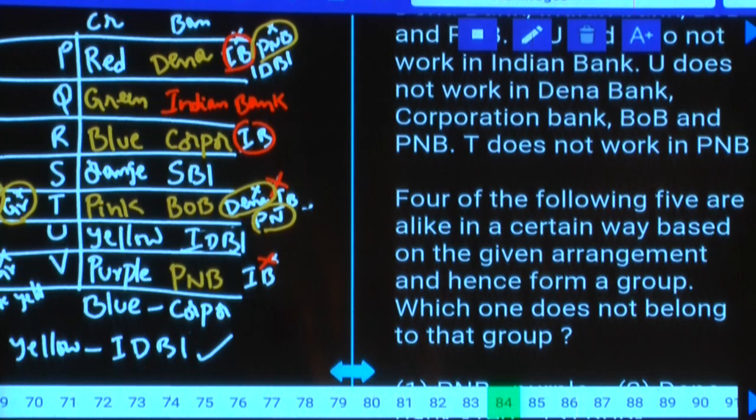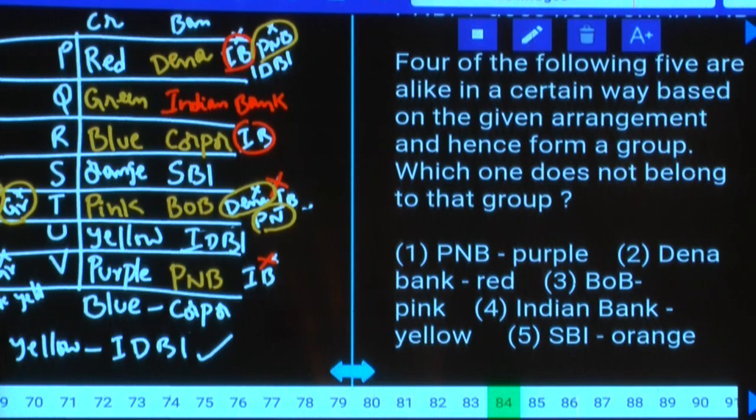Then question number 84. Now in this 84, 4 out of the following is nothing but an odd man out. Now in this odd man out, PNB and purple. The one who likes purple is working in PNB. Dena Bank and red, and the one who likes red color is working in Dena Bank. Next one, BOB and pink. Pink, T works in BOB and he likes pink color, that is also valid.